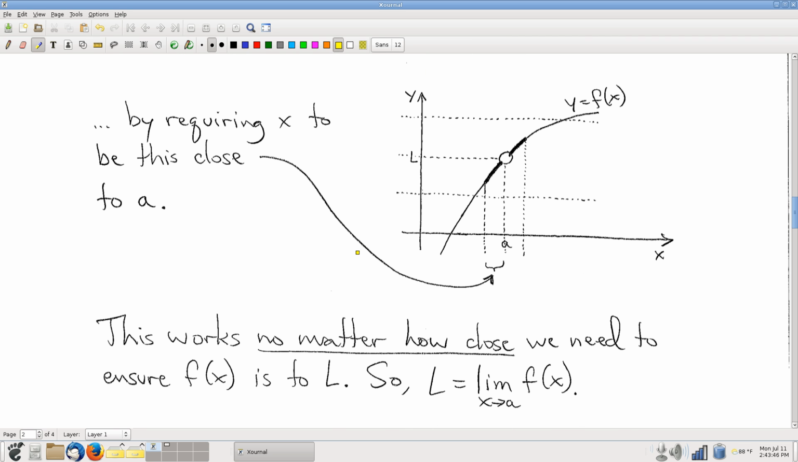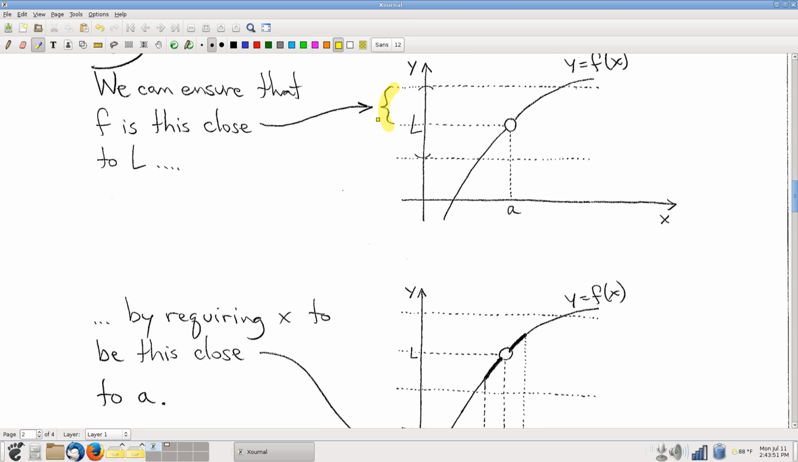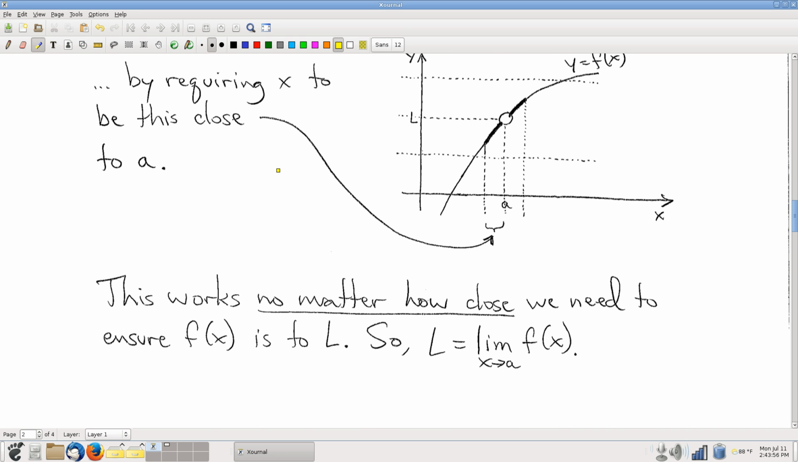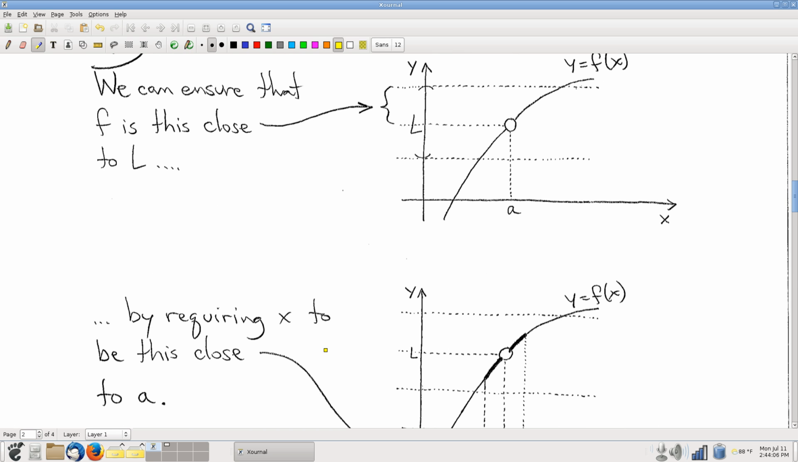Okay. Now, the pictures that we've drawn here, I picked an arbitrary distance there. But I need to know that this is going to be true no matter how close we need to ensure f is to L, no matter how close. And so we have to consider, well, what if instead of requiring that f be that close to L, what if I needed it to be closer? What if I needed it to be, let's say, no more than this far away from L?